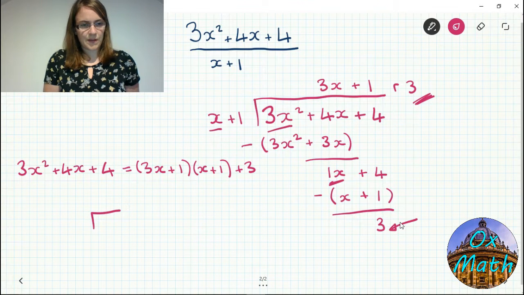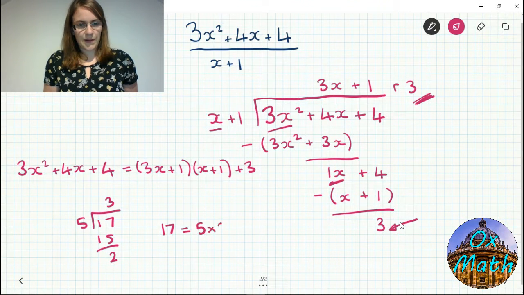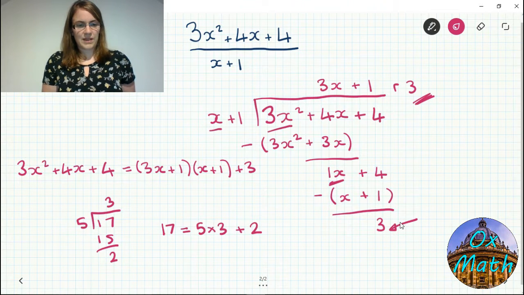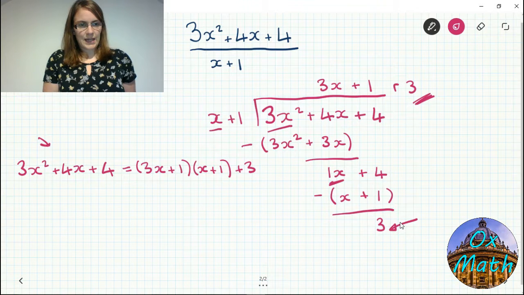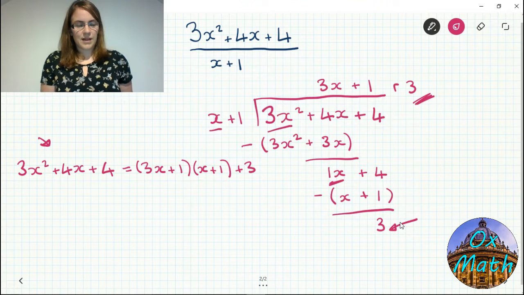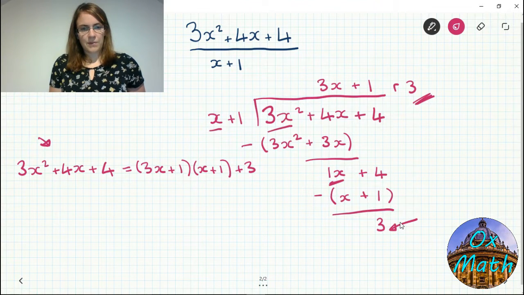If we were to divide 17 by 5, how many 5s into 17? That goes 3. 3 5s is 15, so a remainder of 2. So 17 is actually equal to 5 lots of 3, and then we need to add our remainder on because 5 lots of 3 is 2 too few. So writing it like this helps us understand the remainder theorem.